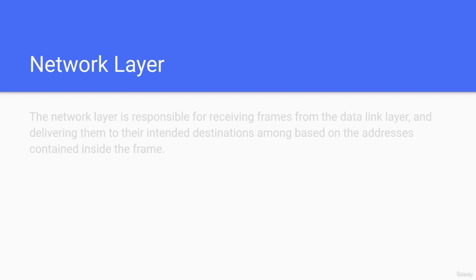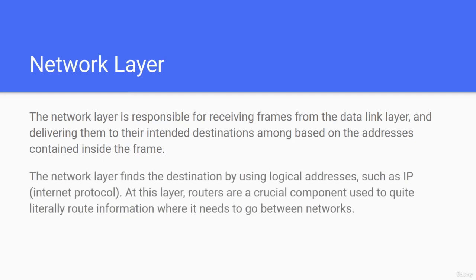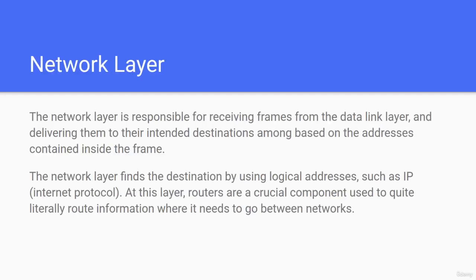For the network layer, the network layer is responsible for receiving frames from the data link layer and delivering them to their intended destinations based on the addresses contained inside the frame. The network layer finds the destination by using logical addresses, such as IP, the Internet Protocol. At this layer, routers are a crucial component used to quite literally route information where it needs to go between networks. And by the way, the router is categorized in this network layer.